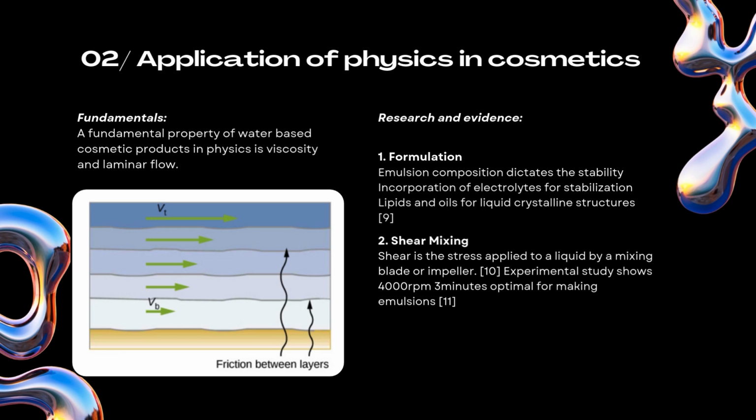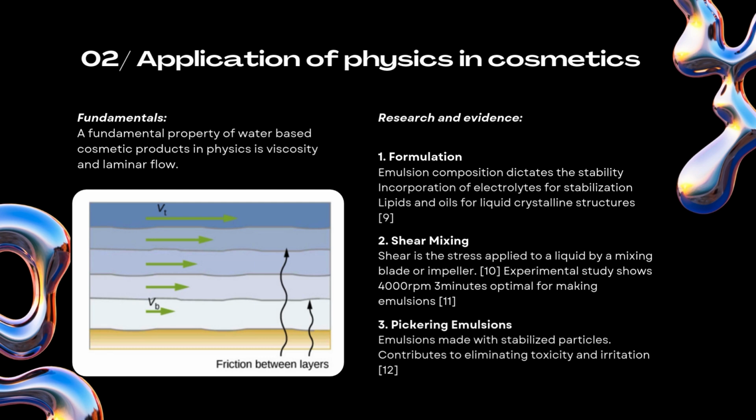So, in their experimental study, they found that shear mixing at 4000 RPM for 3 minutes was optimal for making emulsions. As scientists, we can gather that the shear mixing rate and the shear mixing time are important to consider when creating quality and stable products. And third, I have Pickering emulsions.